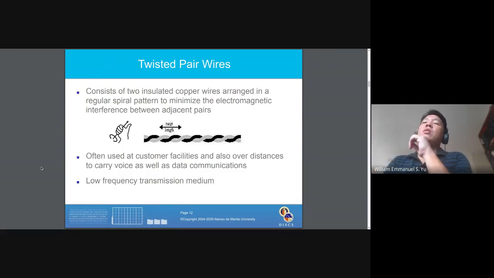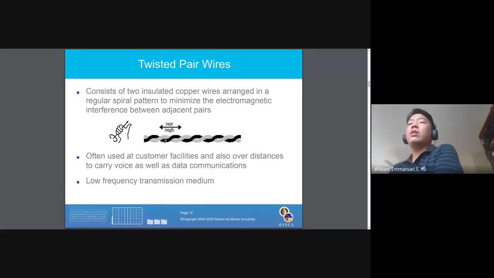So you notice in this drawing, you see a spiral pattern. The wires are not straight. They're not parallel to each other, but they are crisscrossing each other. Why? Because of the right-hand rule. You see this thing, right? Maxwell's equation that creates crosstalk, right? If you arrange the wires in this way, you allow the magnetic fields to cancel each other out.